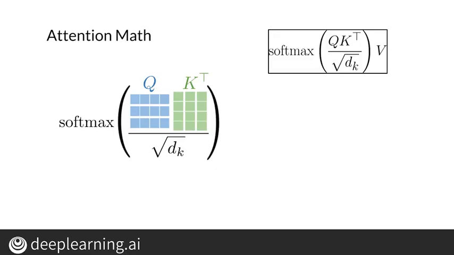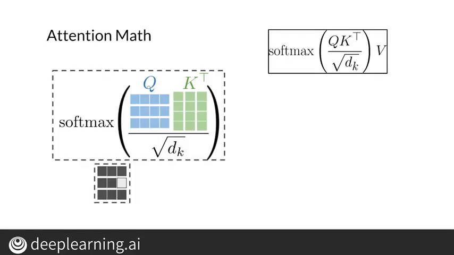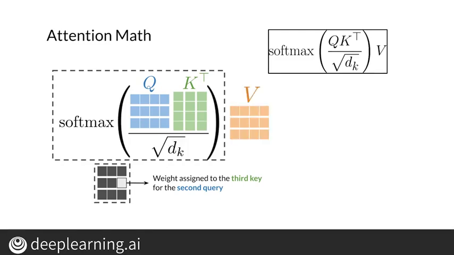First, you compute the matrix product between the query and the transpose of the key matrix. You scale it by the inverse of the square root of the dimension of the key vectors, d sub k, and calculate the softmax. This computation will give you a matrix with the weights for each key per query. Therefore, the weight matrix will have a total number of elements equal to the number of queries times the number of keys. In that matrix, the third element in the second row would correspond to the weight assigned to the third key for the second query.